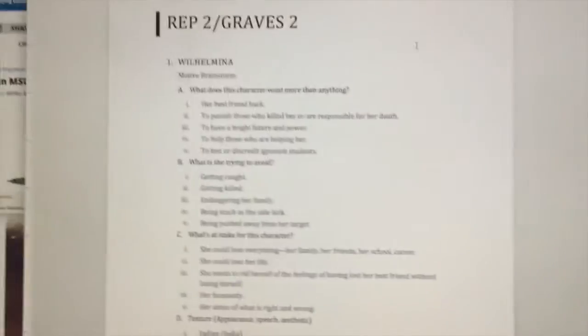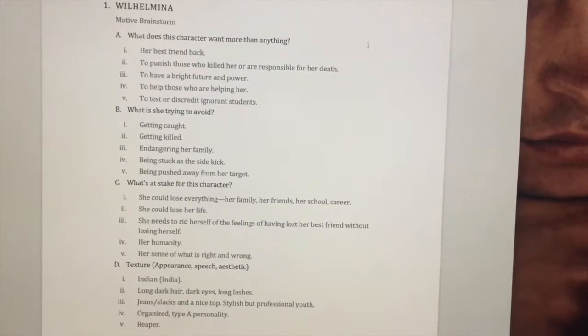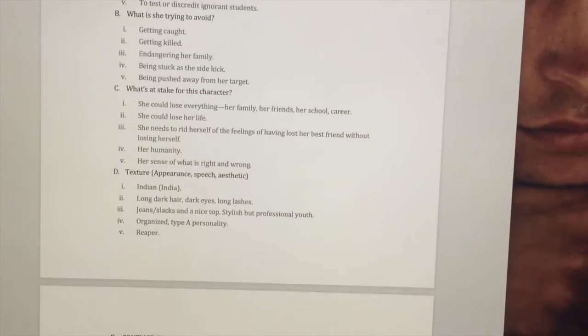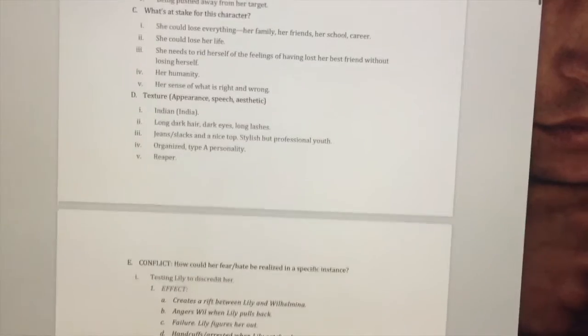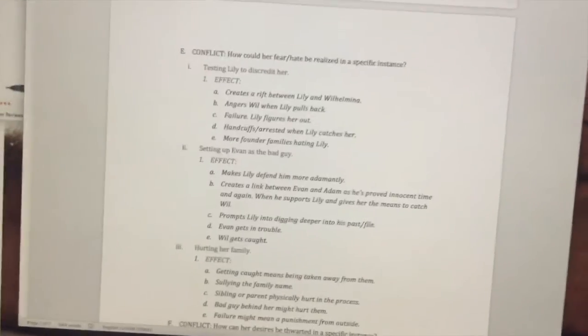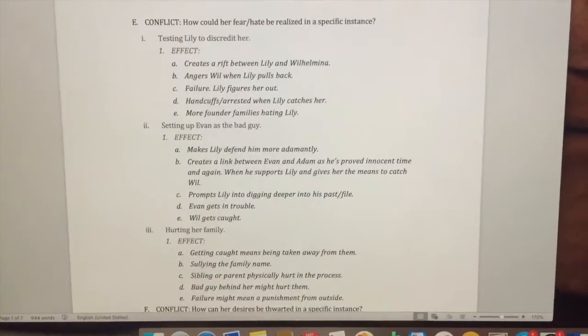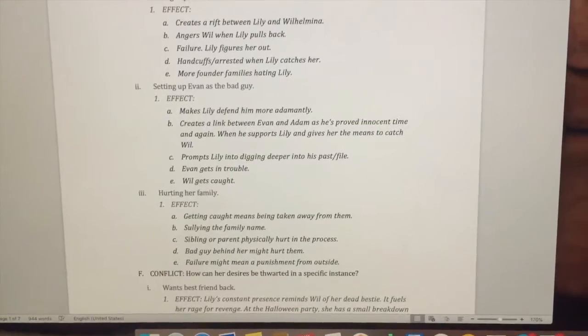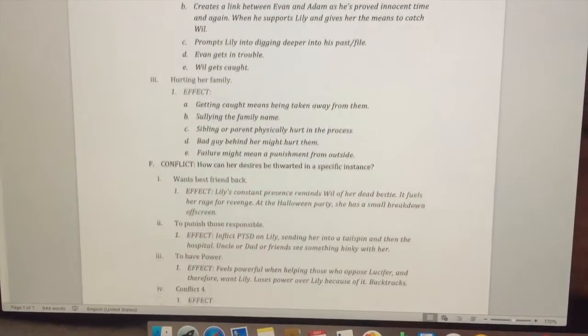So I have a whole bunch of questions of what do they want more than anything? What are they trying to avoid? What's at stake for this character? What's the texture or the appearance aesthetic? And then it goes into conflicts which are developed from those motives. So how are their motives realized in specific instances? How are they thwarted in specific instances? And what effects or scenes can be developed because of those things.